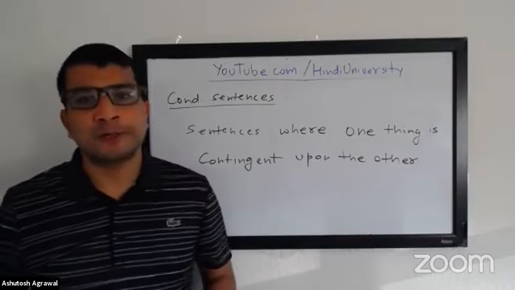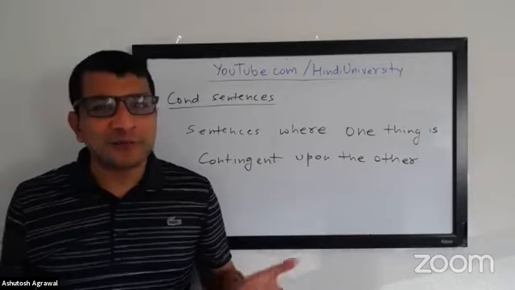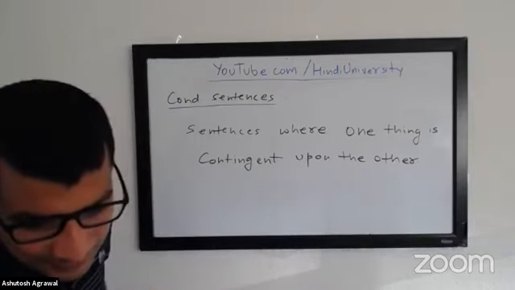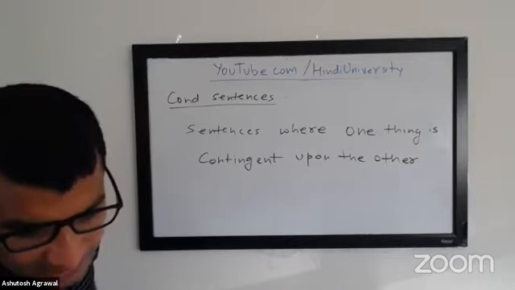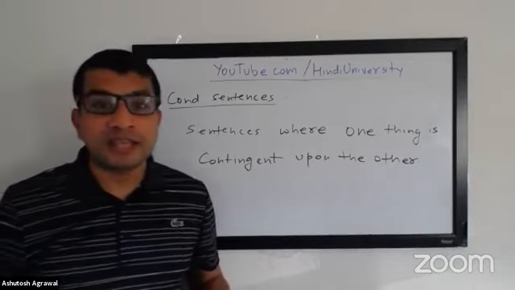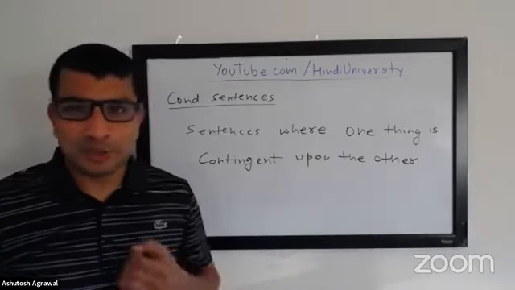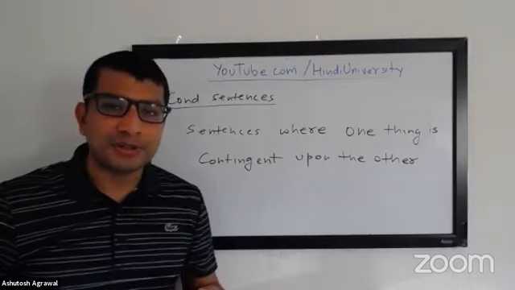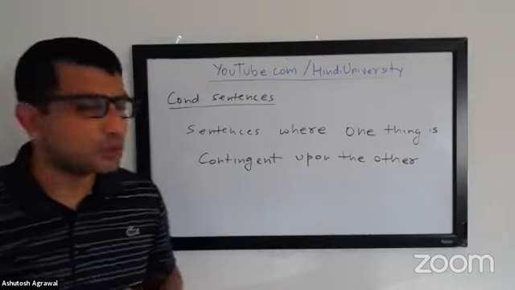If there is no coronavirus, I will travel. So there is one condition which is dependent on the other. Similarly, if you teach me the Hindi language, I will learn. Or, if you are making a coffee, I will drink. Two sentences, one is contingent upon the other. The other will happen if the first one were to happen.